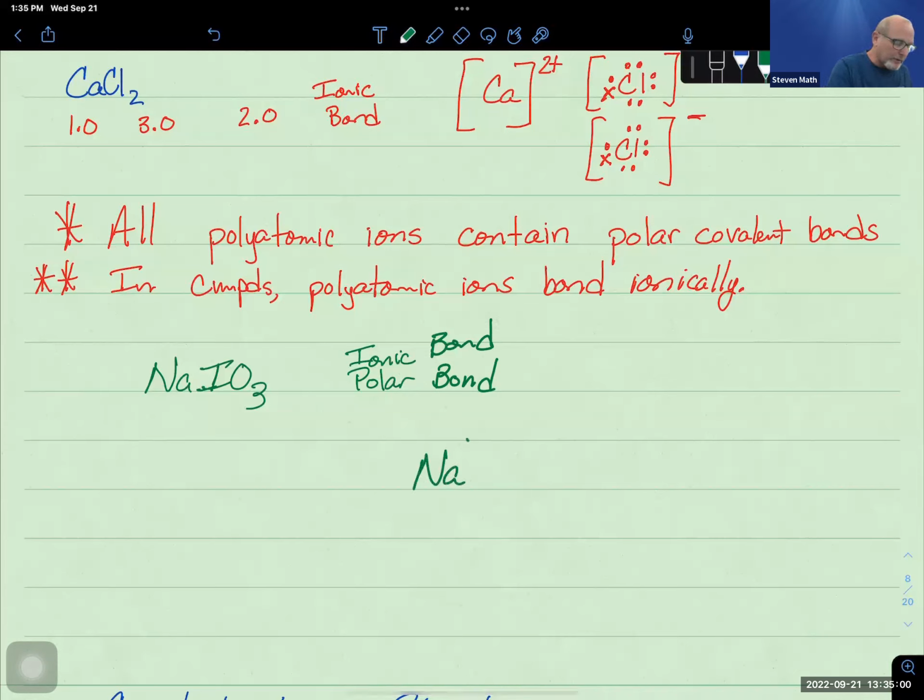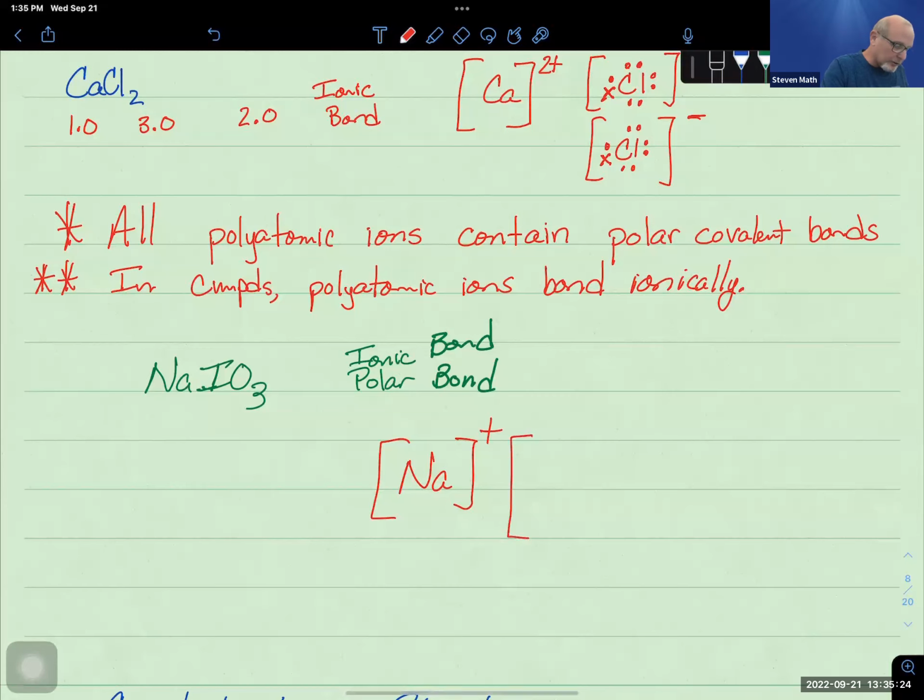Take your sodium, throw it in a bracket. Matter of fact, make it red so we know that it's the cation. Look on your periodic table cheat sheet and note that sodium's in the first column, so it's going to form a +1 ion.